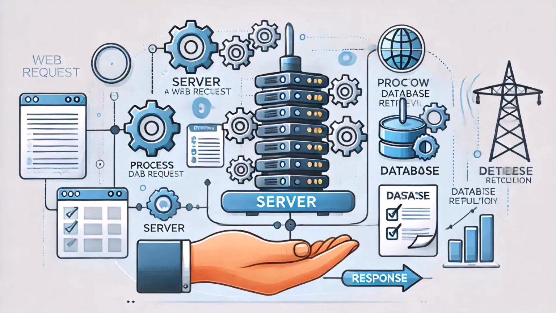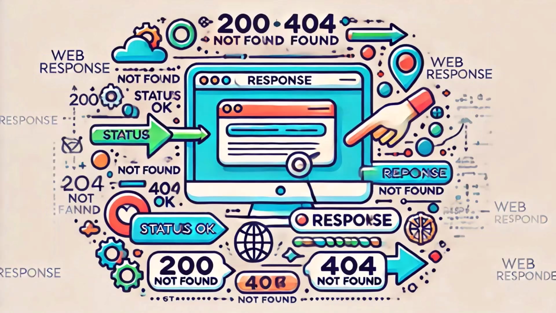And we have headers like the request. The response includes metadata such as the type of content being sent. And we have the body. This is the main part of the response, usually containing the HTML, CSS, and JavaScript needed to render the web page in your browser.